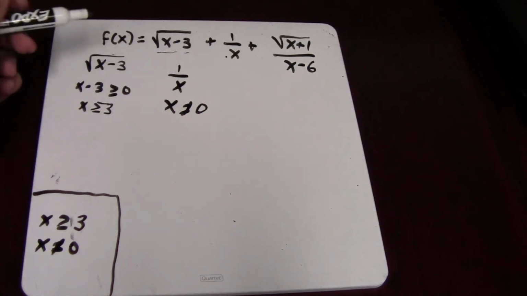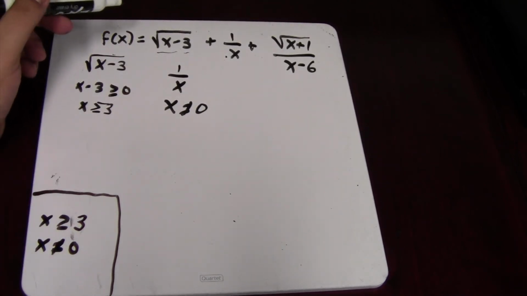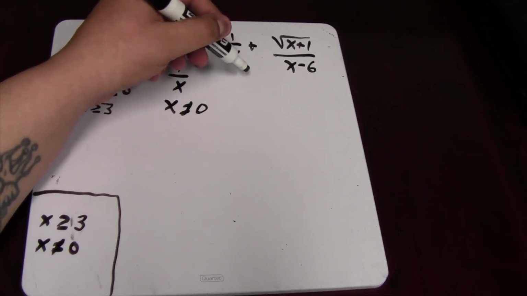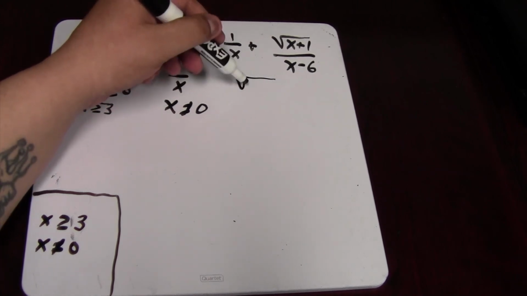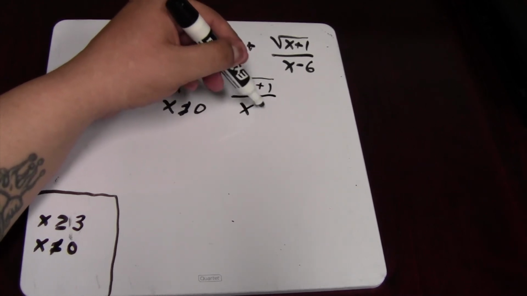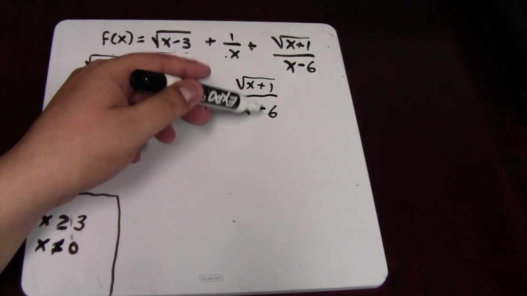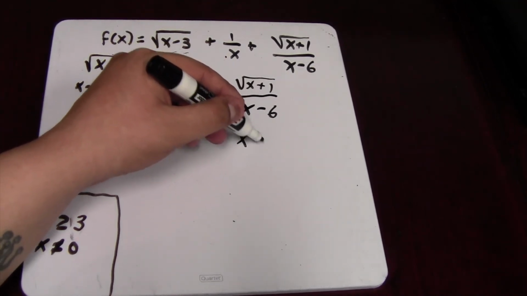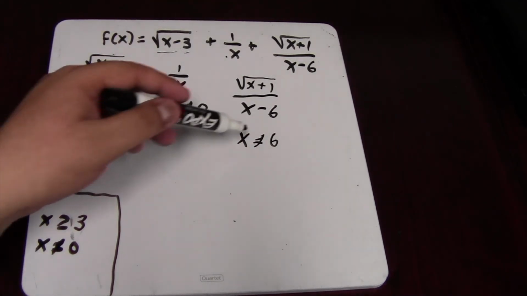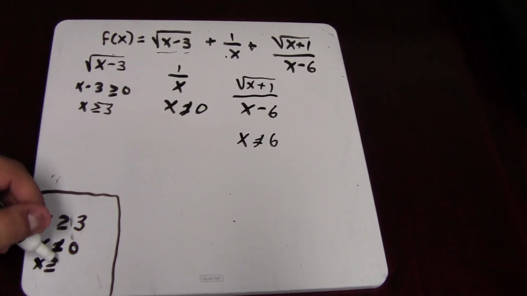All right, let's look over here. Also, we have a problem. This is a fraction here, so let's write that. Okay, so for this one, it shows x can't equal 6. And we know that because the denominator can't be 0, and 6 would make this 0. So let's write that in our little box.